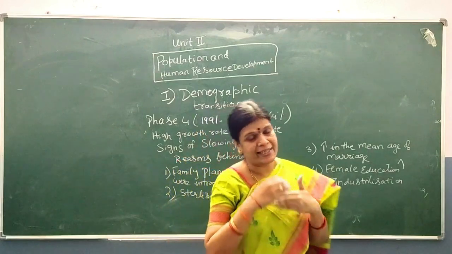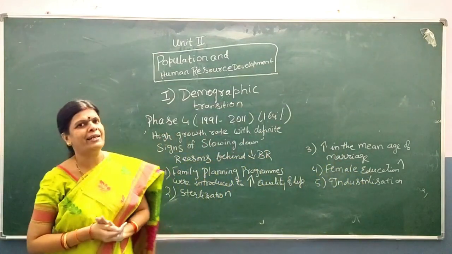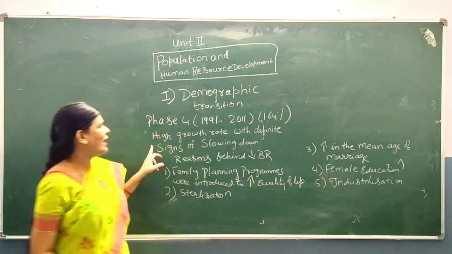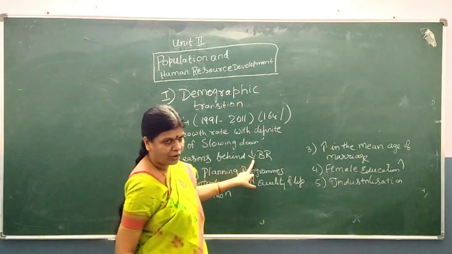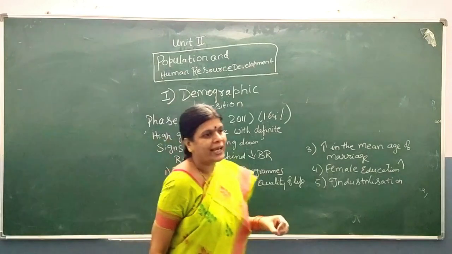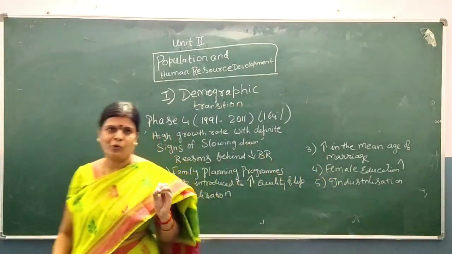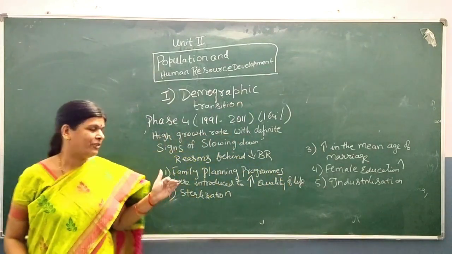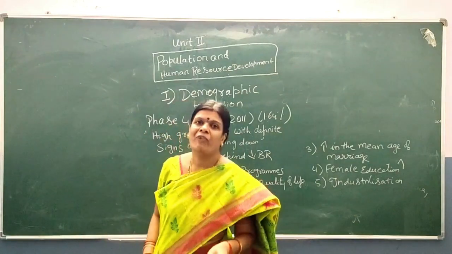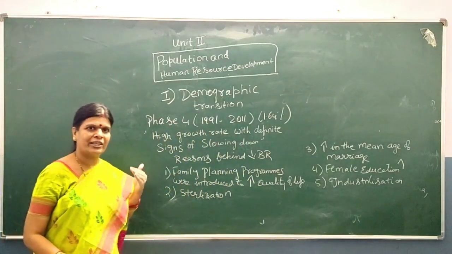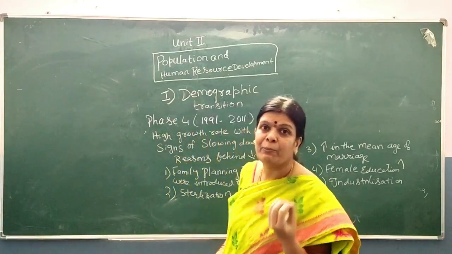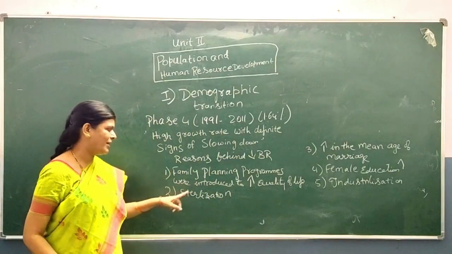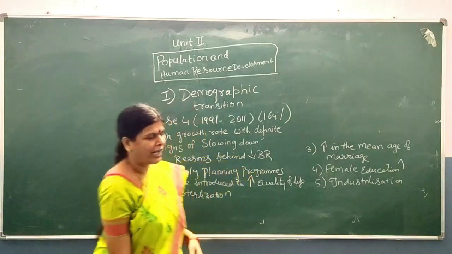Here birth rates slowly decrease, and death rates are also decreased. Both birth rates and death rates decrease. What are the causes? The reason behind low birth rates is family planning programs. Here government has introduced family planning programs. Why? To improve the quality of life. If they go for family planning, they will restrict their children to one or two, so that they can give better education to their children. They have realized the importance of education, because female education increased in this state. So family planning was introduced to increase quality of life of people.